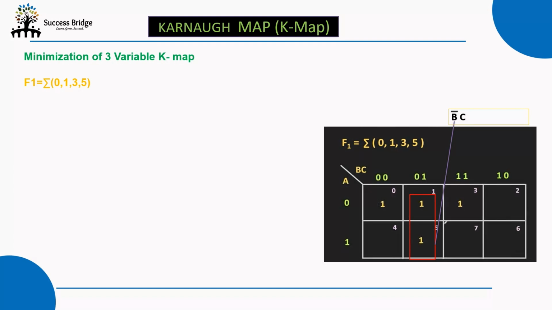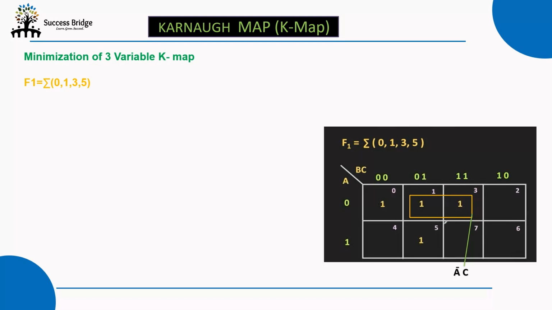Similarly, in the third group, variables a and c are not changing, while b is changing. So here the value of a is equal to 0, while the value of c is equal to 1. Therefore, this grouping represents a bar dot c.